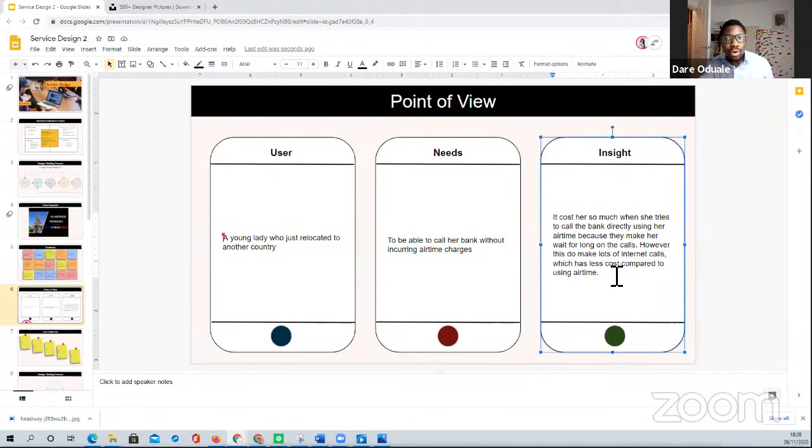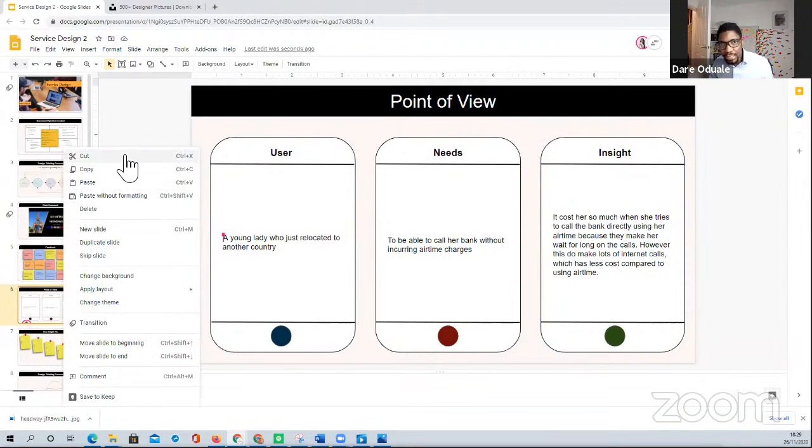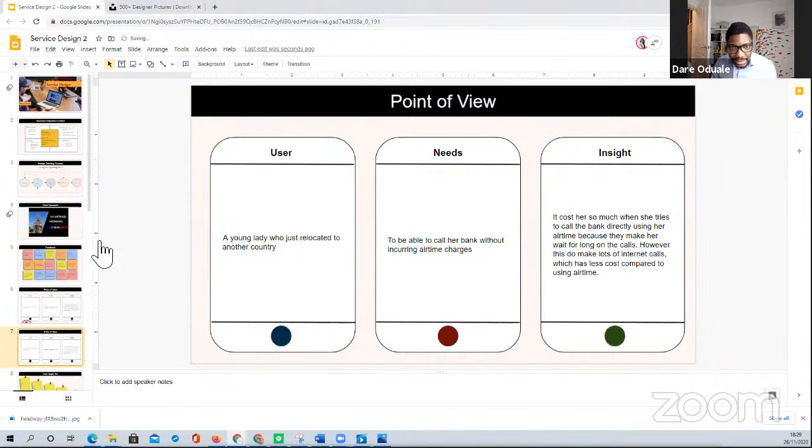Now let's get some more insight about this person. What is the motivation? Why is this need like that? Let's capture one more. I think I'll just duplicate this slide and it might be faster that way.